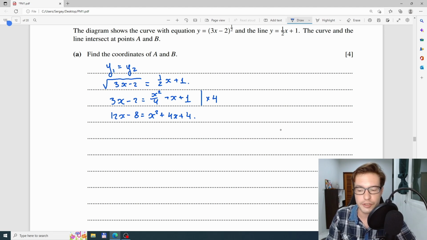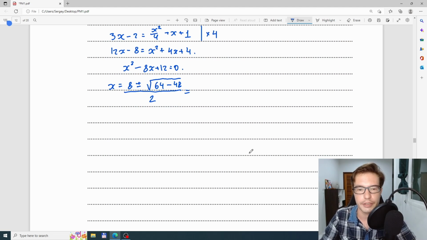That's a simple quadratic, so let's move everything to one side and we'll get x squared minus 8x plus 12 equals 0. And let's use the quadratic formula. We get x equals 8 plus or minus square root of 64 minus 48, divided by 2. And that gives us 8 plus or minus 4, divided by 2.